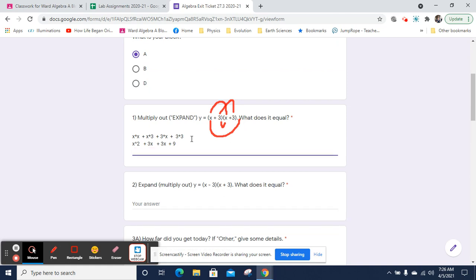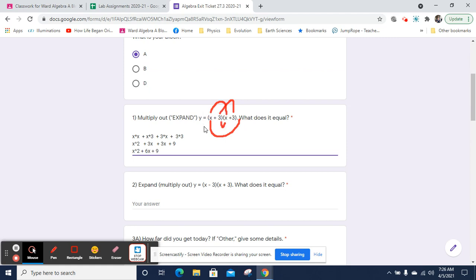Okay, and then that boils down. I can combine 3x and 3x because they have the same variable with the same exponent. They are called like terms. And I get x squared plus 6x plus 9. And there is a pattern to this. You might notice that this is just x plus 3 squared.